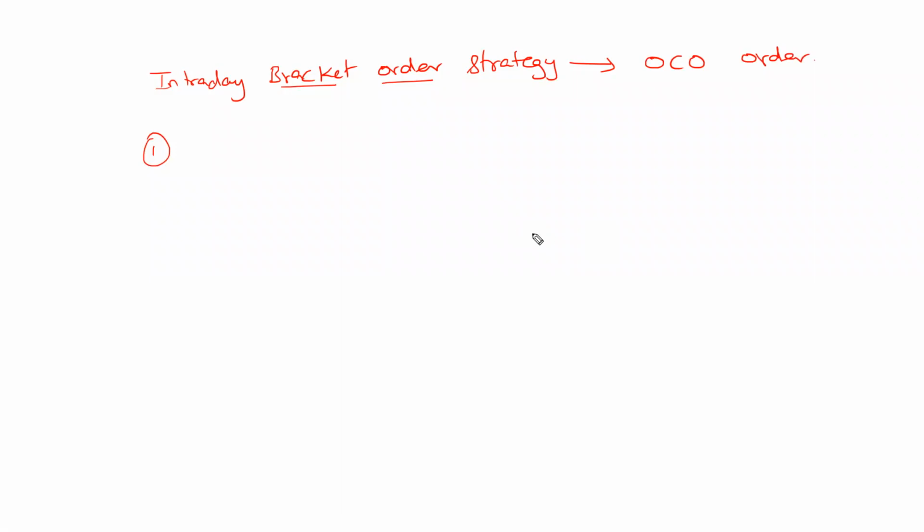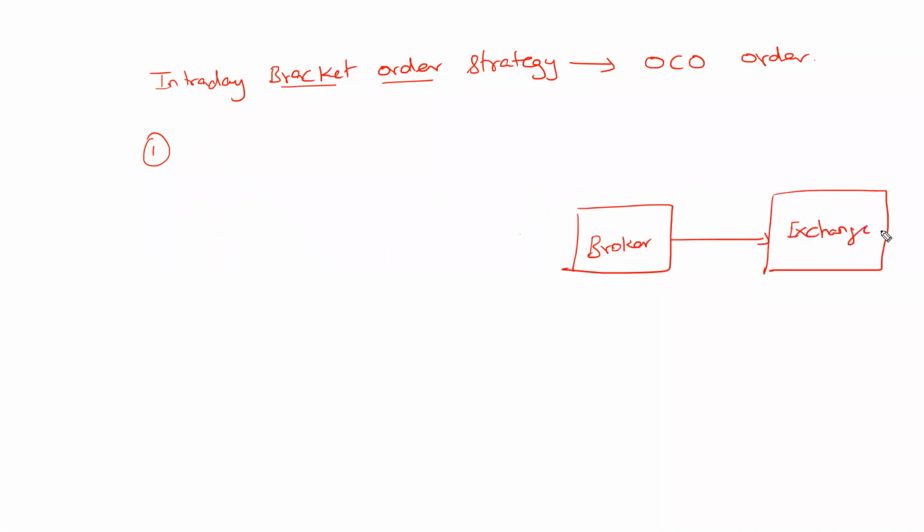Let's say you're sending a bracket order to the exchange. This is the broker, and here is the exchange. The client, a trading client, is sending the bracket order as a market order, let's say Reliance. The price is quoting at 2,000 rupees, so it will buy at market.